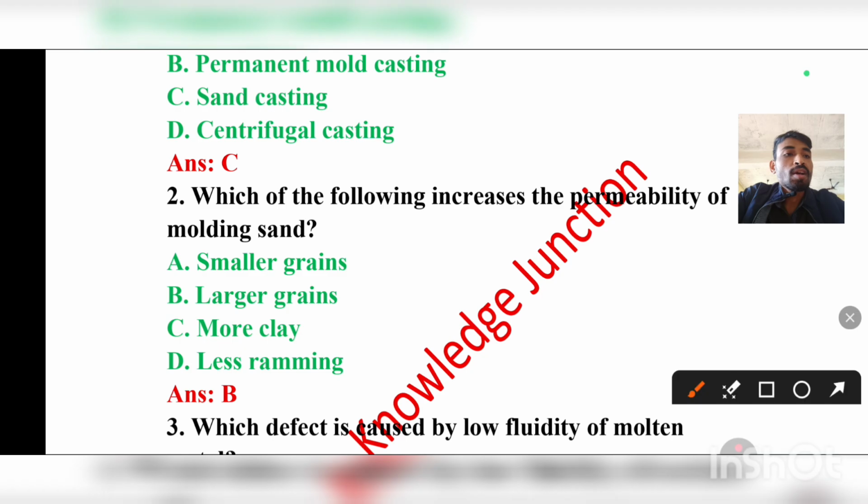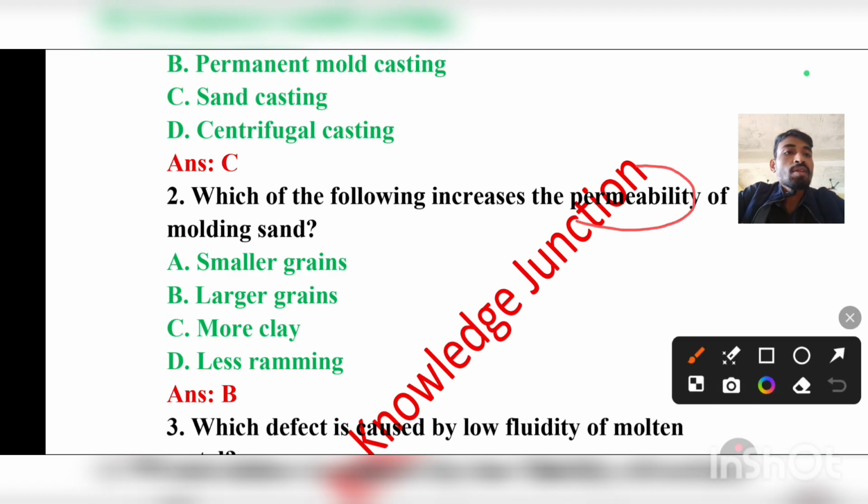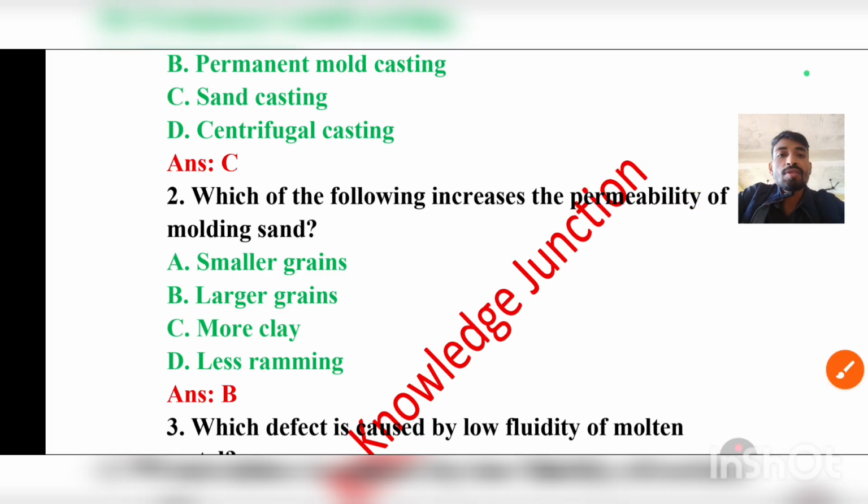So coming to the next question, question number 2, which of the following increases the permeability of the molding sand? Permeability is a very crucial property of the molding sand. That means the gas escaping capacity. The options are smaller grains, larger grains, more clay or less ramming. The right option is larger grains. The larger grains is also known as coarse grains. That means when coarse grain is there, the gas escaping capacity will be higher.